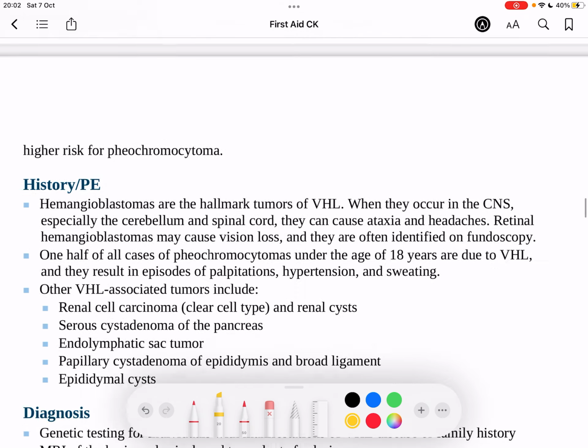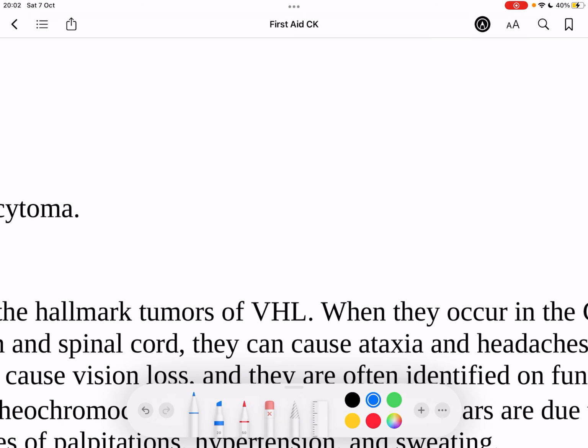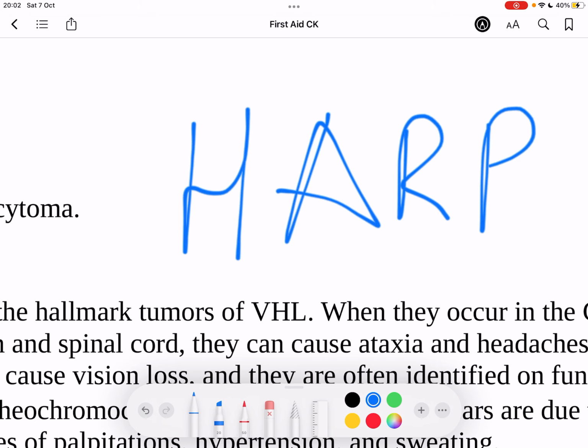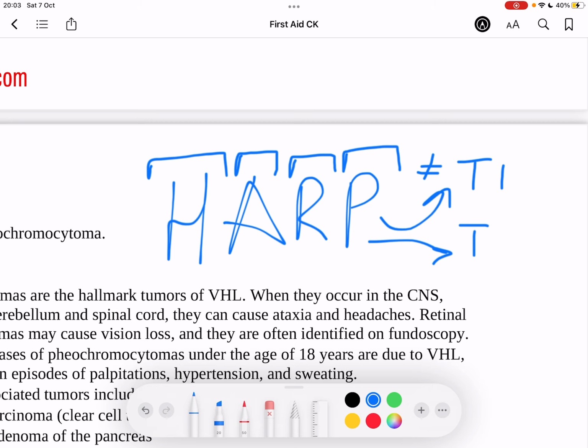Okay? So in terms of the history, just before we go into it, I just want to give you a quick mnemonic that can help you remember it, and that is HARP. The H stands for hemangioblastomas, the A stands for angiomas or angiomatosis, the R stands for renal cell carcinoma, and the P stands for pheochromocytoma. We've already mentioned type 1 is not so much seen with the pheochromocytomas, whereas type 2 is more heavily associated with the pheochromocytomas.